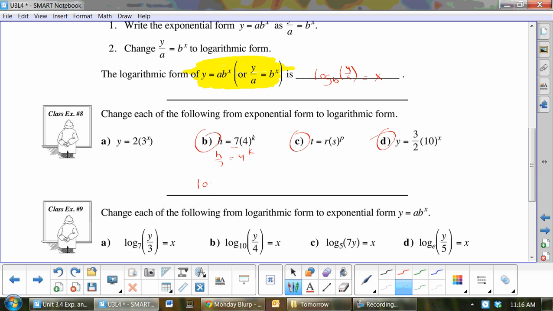So we're going to write log. Vanessa, what would be the base? Sorry? No, the base doesn't change. What's the base in the original question? No, the base is the thing that's to the exponent. So the 4 should be the base, and then the other two trade. So this should be log base 4 of h over 7 equals k.